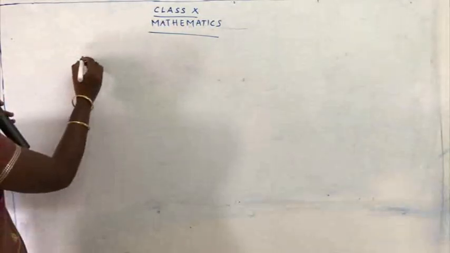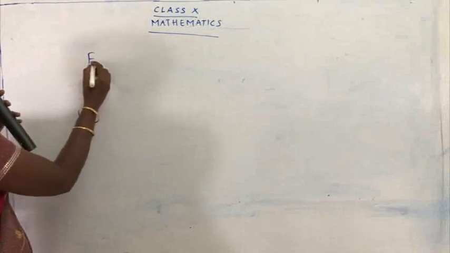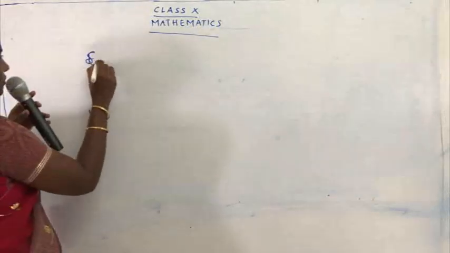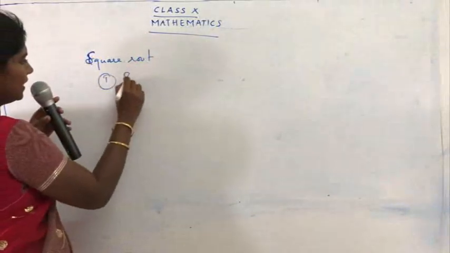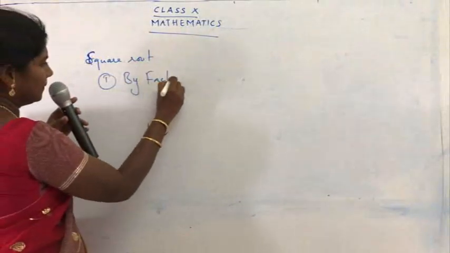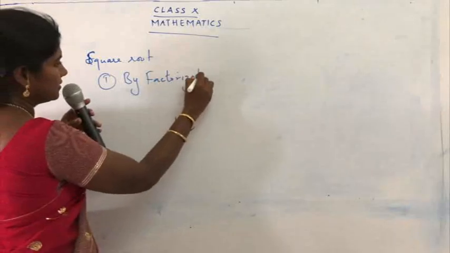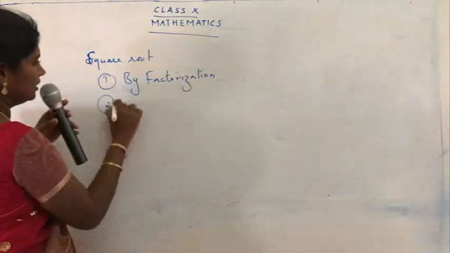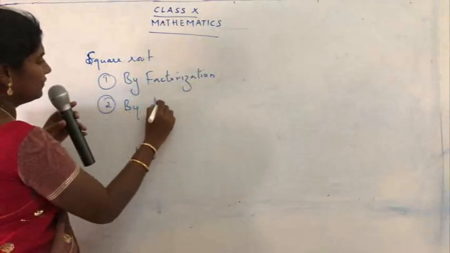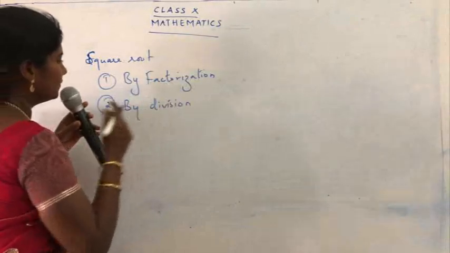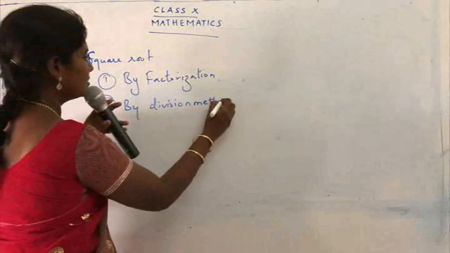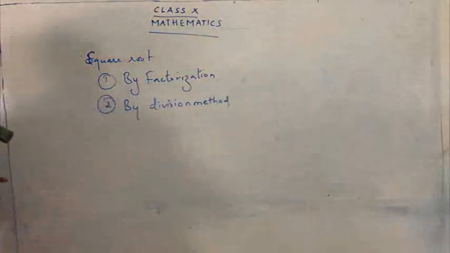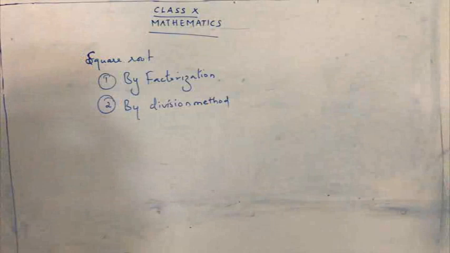So what are the two different ways of finding square root? One is by factorization method and one is by division method. Already we have taken these points in the previous class itself, so do not write this point. This is just a small recap of what we have done in our previous class.